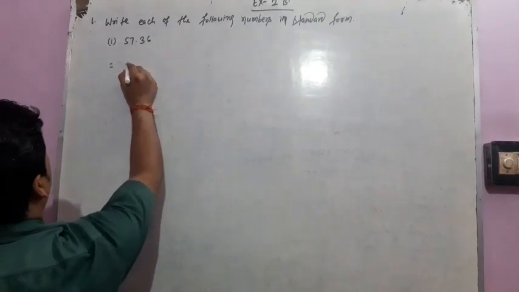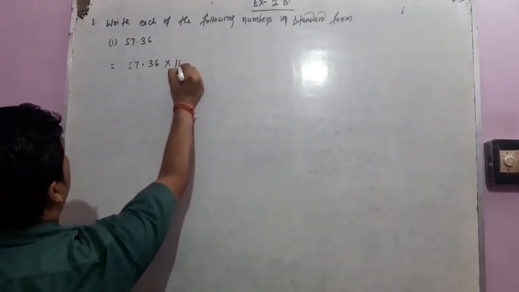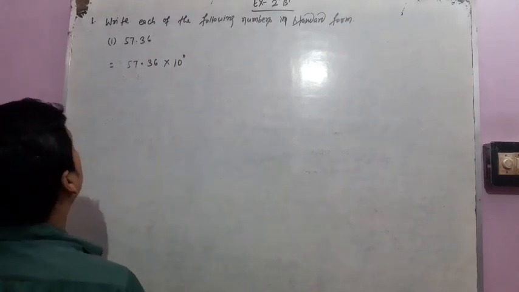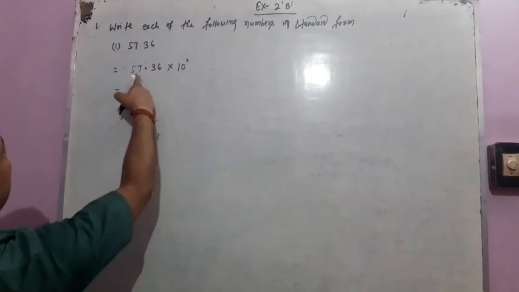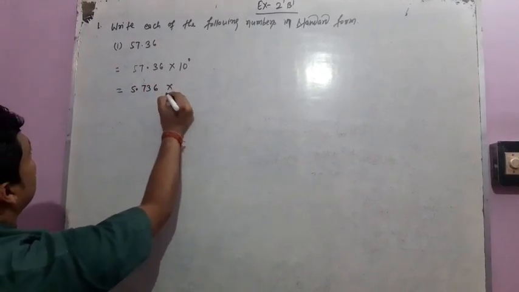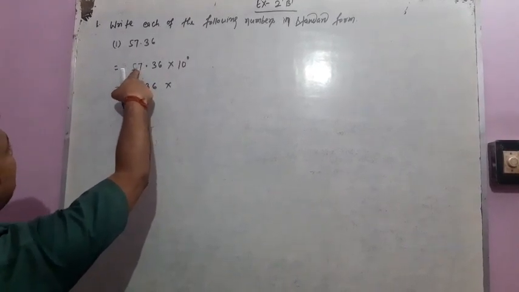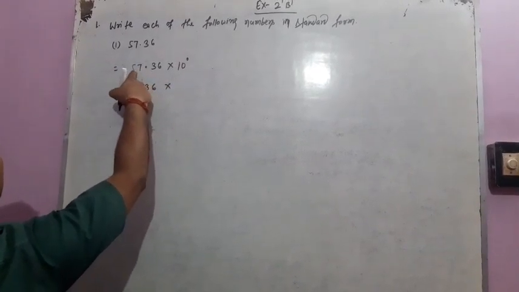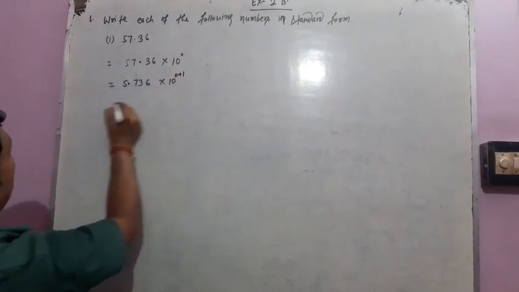Suppose 57.36 we can write as 57.36 into 10 to the power 0. Now, we have to move the decimal here. How many digits? After one digit, 5.736. So the decimal moves one place here. Now we have to add the same power to the exponent of 10.